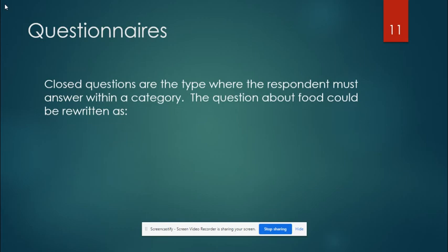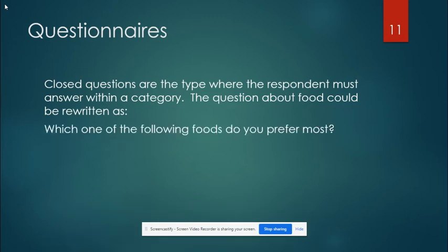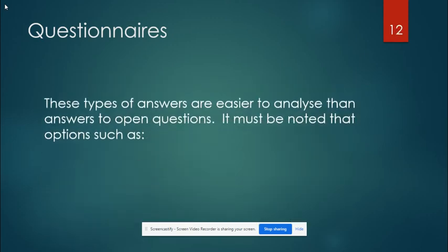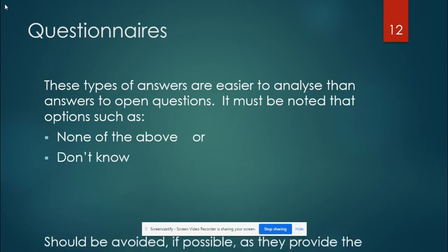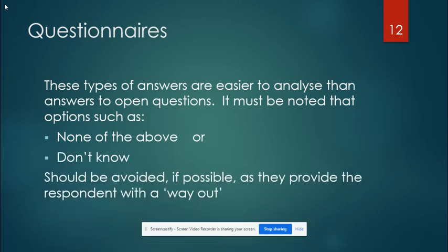Closed questions are the type where the respondent must answer within a category. The question about food could be rewritten as, which one of the following foods do you prefer most? Is it meat, seafood, poultry, or vegetables? So now you've only given them a few, they can only choose between those, or fruit. These types of answers are easier to analyze than open answers. It must be noted that options such as none of the above or don't know should be avoided if possible, as they provide the respondent a way out. So don't give them that option.